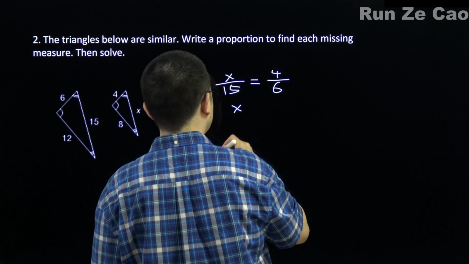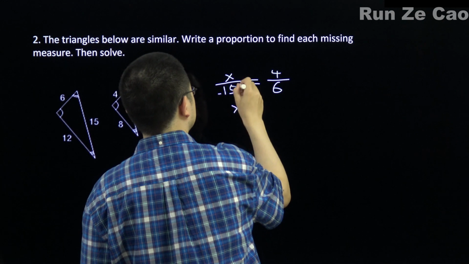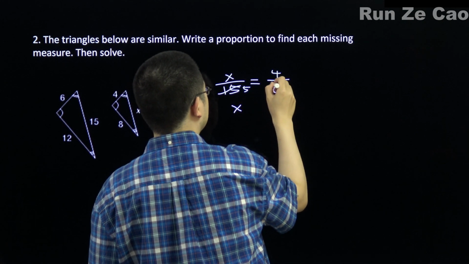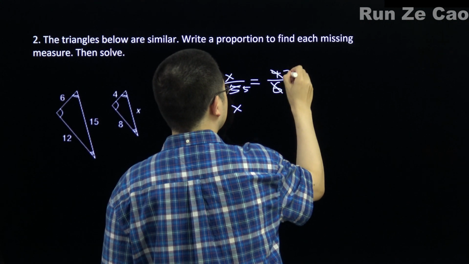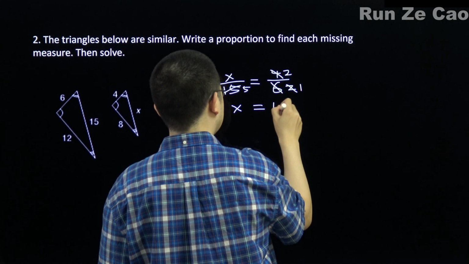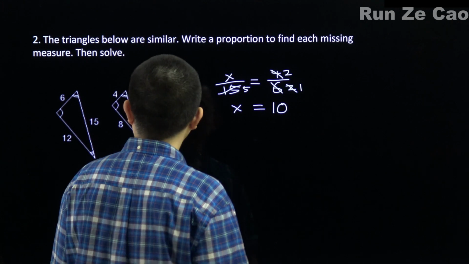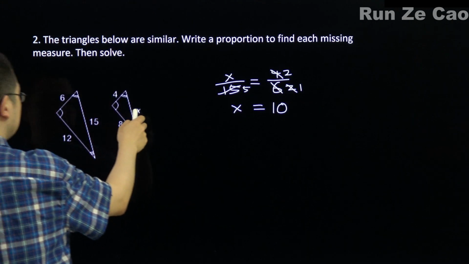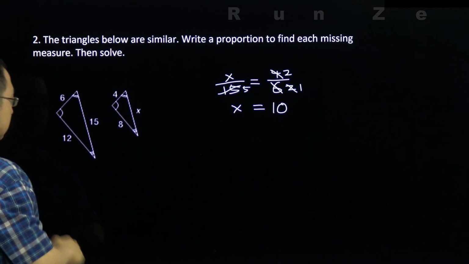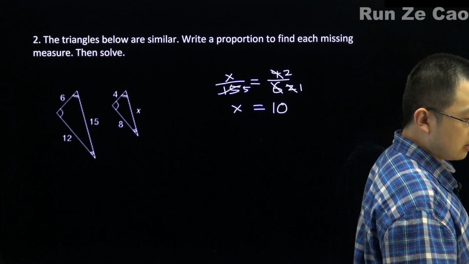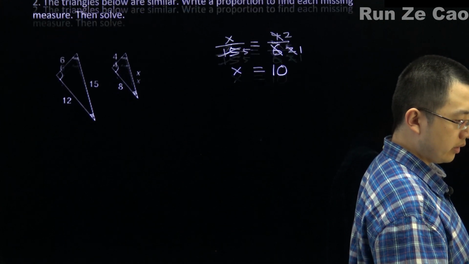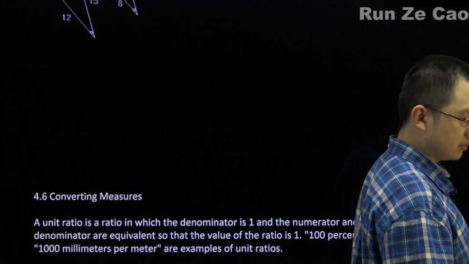And then we cancel. This cancels to be a 5 and this cancels to be a 2 and cancels again to give a 2 up here. So x is equal to 10. 10 to 15 is 2/3, and 4 to 6 is 2/3. 8 to 12, same thing. Okay, so we found the missing measure.